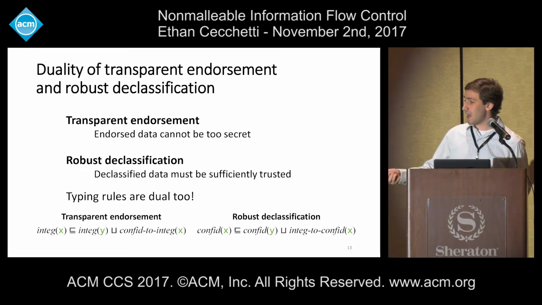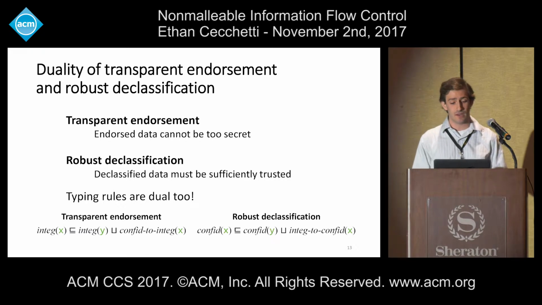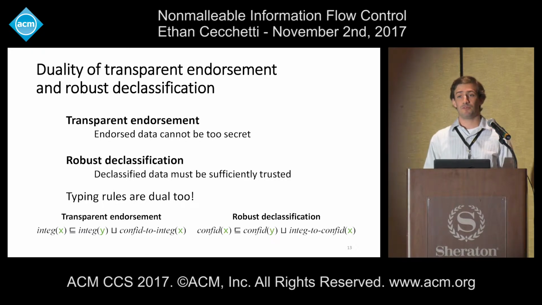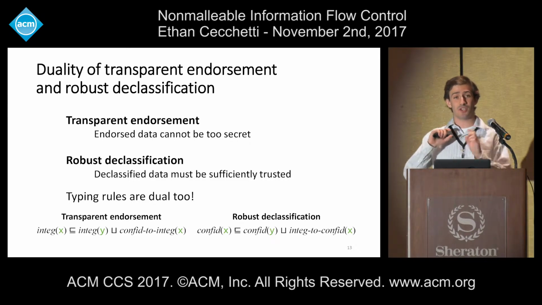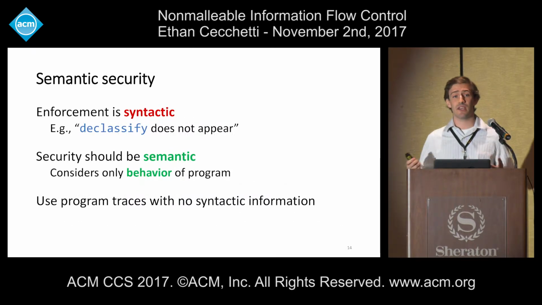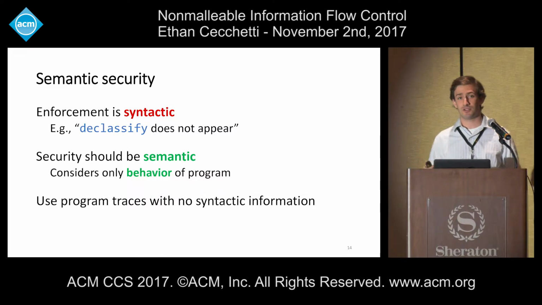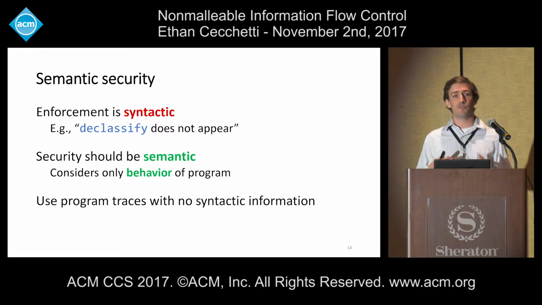So down on the left, we see the typing rule for transparent endorsement that I had up on the previous slide. And on the right is the typing rule for robust declassification that's existed in prior work. And this is exactly the same rule. I just changed integrity to confidentiality and confidentiality to integrity. So this is great. We have this nice means of enforcing a security policy for what constitutes secure endorsement, but we haven't really defined what that security guarantee is.